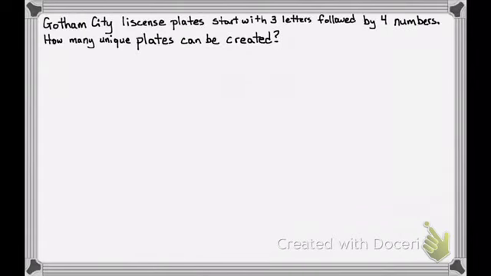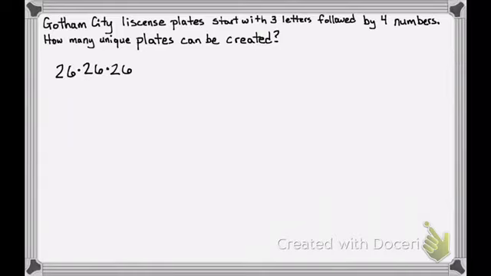Gotham City license plates, Gotham City, home of Batman, start with 3 letters followed by 4 numbers. How many unique license plates can be created? And we're going to alter this question after we go through it. So first, we have 7 different positions. Each position we can think of as an event. In the first position, it's got to be a letter. Any letter will do. So for that first position, there are 26 different letters that we could choose from. For the next event, we need another letter. It doesn't say anything about being able or not being able to repeat letters, and so we have 26 more letters to choose from for that second position, and 26 more letters for that third position.